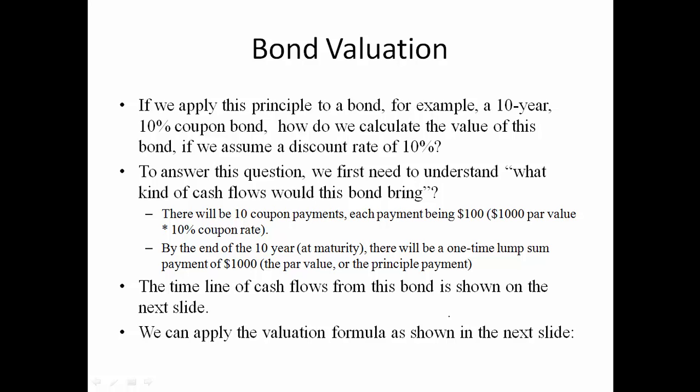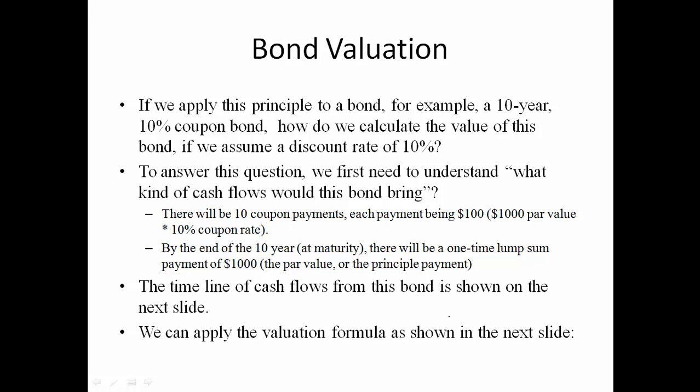If we apply this principle to a bond, for example, a 10-year 10% coupon bond, how do we calculate the value of this bond if we assume a discount rate of 10%? To answer this question, we first need to understand what kind of cash flows this bond would bring. Or say if you are the investor and you buy this bond, what would this bond bring to you? What kind of money would you make out of this bond?